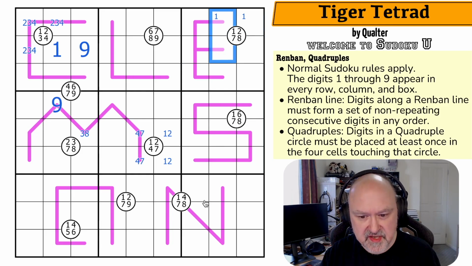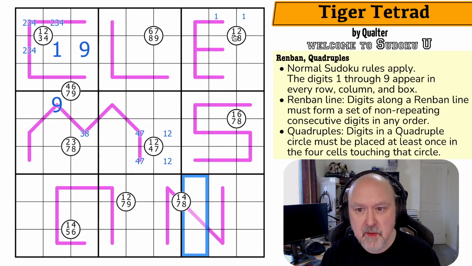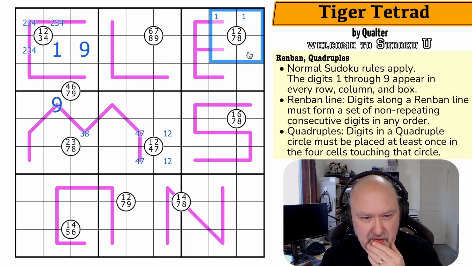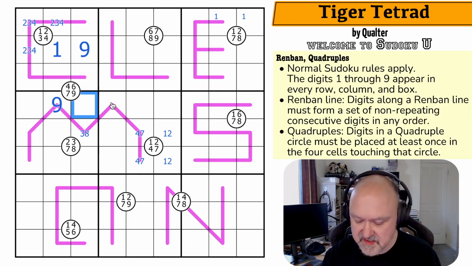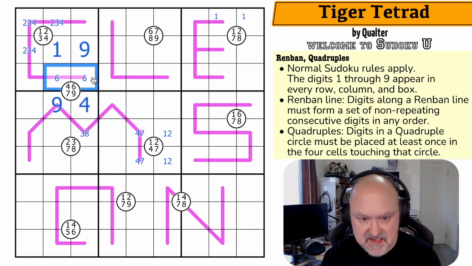Not sure how to use that. I know 1 is down here now because actually I could jump all over the place. I'm trying to find something more concrete. 4. Where is 4 around this quadruple? 4 is up here, so I can't put 4 in either of those 2 cells. That's the 4, and this is 6, 7.